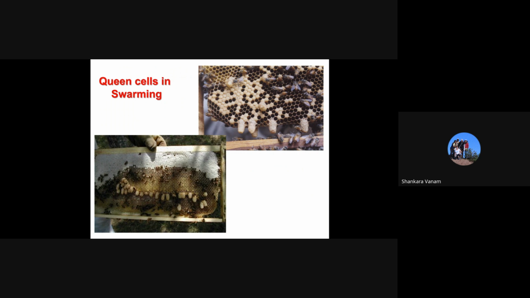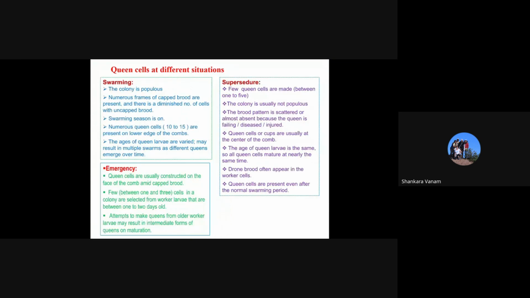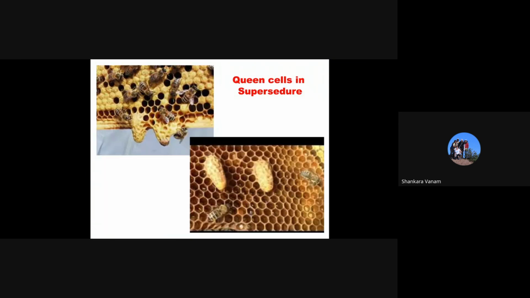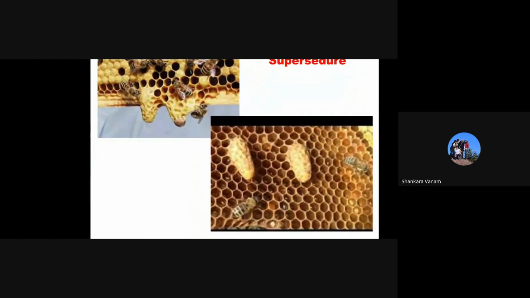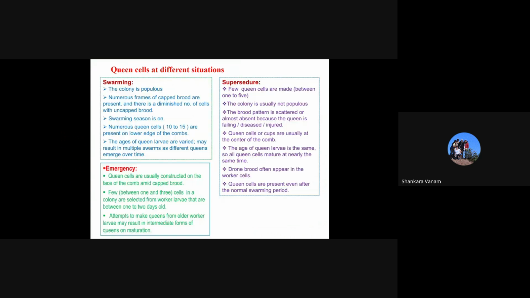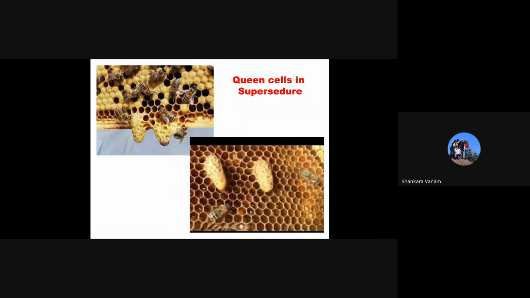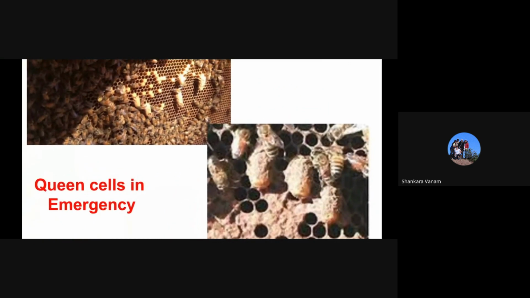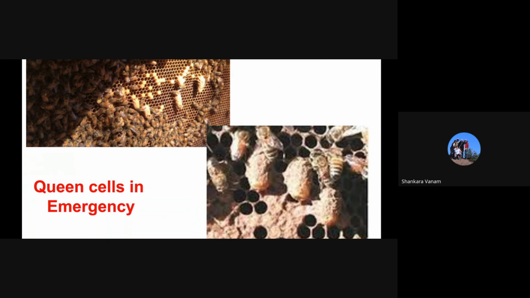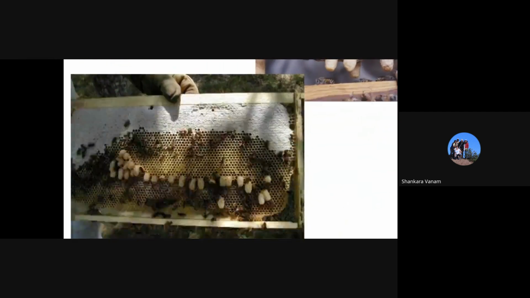You can see the queen cells in swarming in the first slide. You have seen this already during natural swarming. In the second one, you can see supersedure. In supersedure, in the center of the comb, you see these kinds of cells. In emergency conditions, these kinds of cells are formed. In emergency conditions, only around 3 cells are formed, 3 to 5, maximum of 5. But during supersedure, there will be a greater number of cells formed. This is during supersedure.